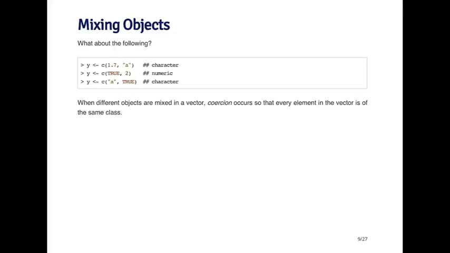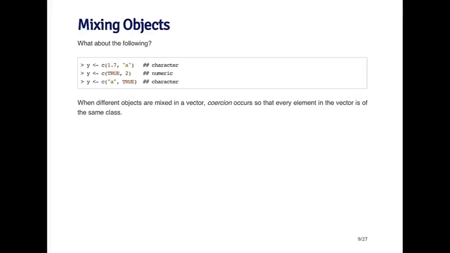In the second example here, I'm concatenating TRUE, which is a logical, and 2, which is a numeric. So what's going to happen here is that you're going to get a numeric vector, and the TRUE is going to be converted into a number. How does that happen? By convention in R, TRUE is represented as the number 1, and FALSE is represented as the number 0. So what you're going to get here is the vector 1, 2.